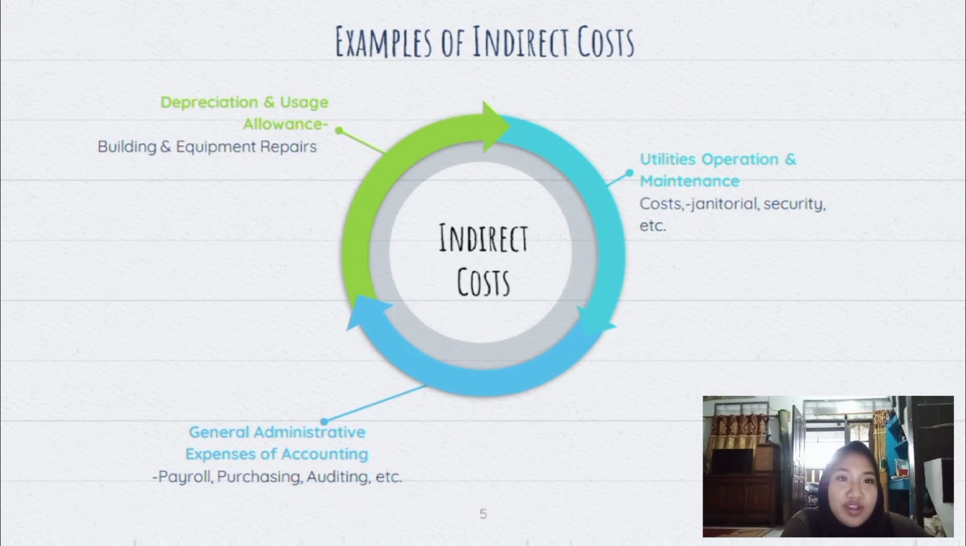Examples of indirect costs. The first, utilities, operation and maintenance costs, janitorial, security, etc. Second, general administrative expenses of accounting, including payroll, purchasing, auditing, etc. Third, depreciation and usage allowance, building and equipment repairs.